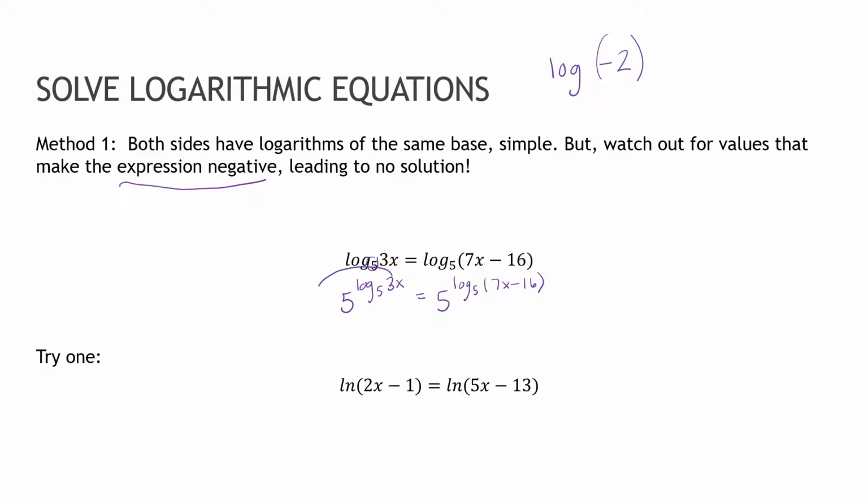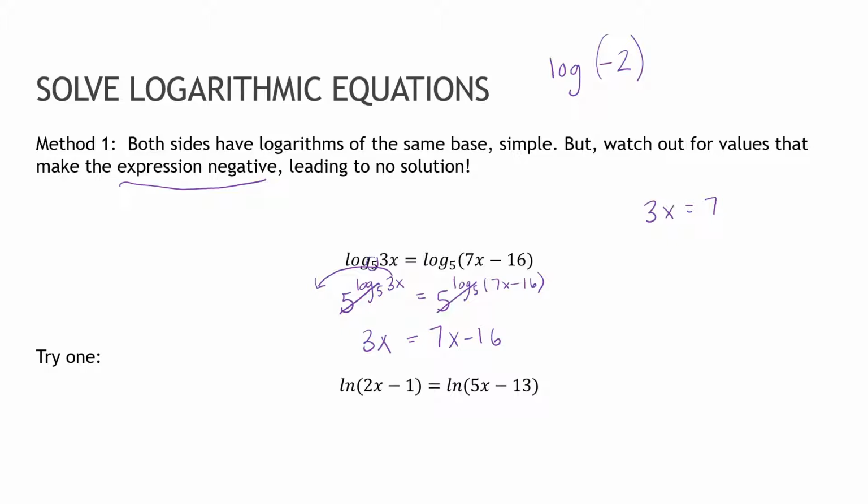Just like before, my 3x is going to pop out front. The 5 and log base 5 cancel, and so essentially turn into 1. So it really goes away. Same thing here, 5 and log base 5, I get 7x minus 16. Now it's just an easy equation that I can solve.